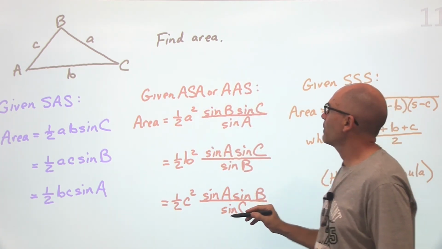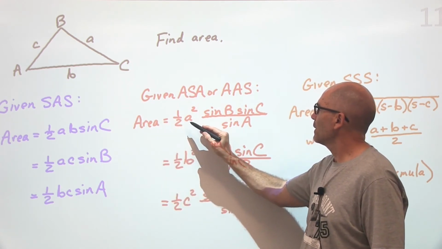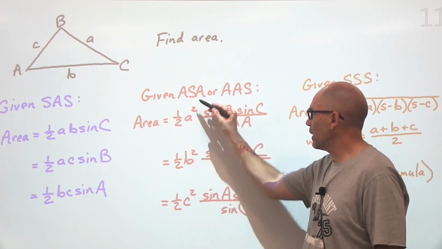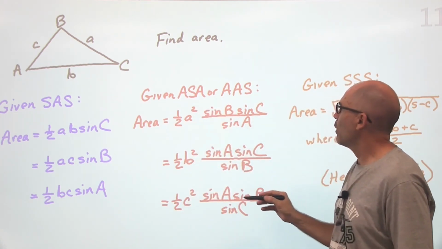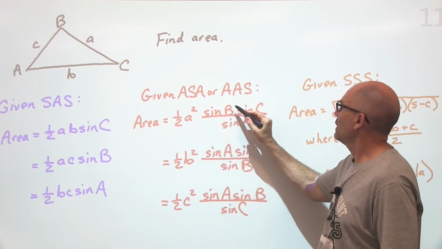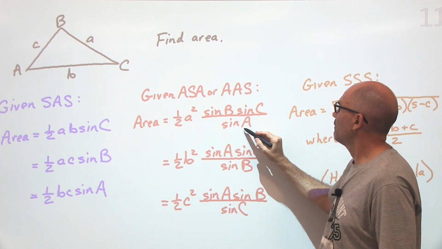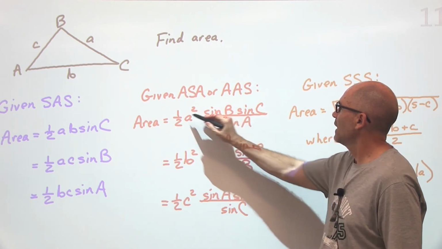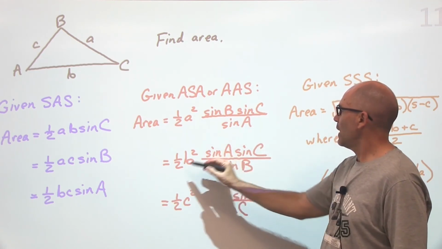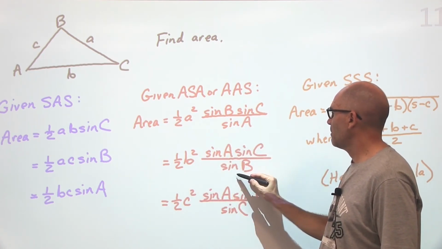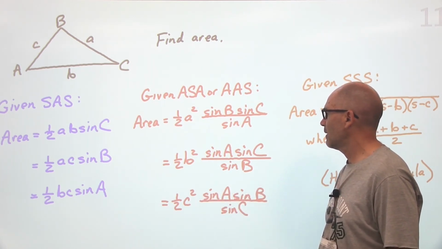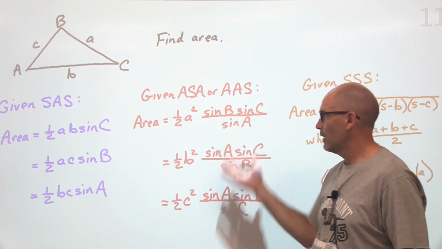Okay, now, what if I'm given two angles and a side? Well, here's a new formula for that. Area equals 1/2 times one of the sides squared, and it could be any one of the three. Now, what do I multiply by? If I'm using side A, then I go sine B sine C divided by sine A. So notice the opposite side is always on the bottom. So 1/2 B squared sine A sine C over sine B, or 1/2 C squared sine A sine B over sine C. Another simple formula.